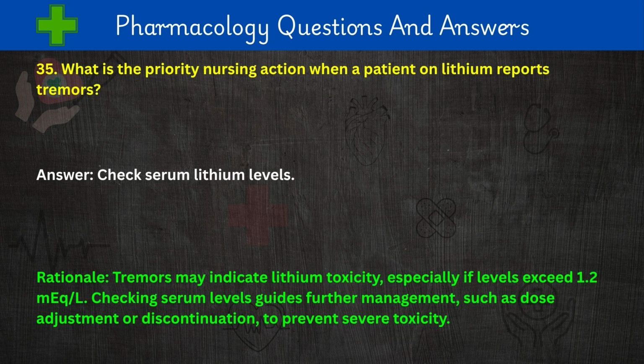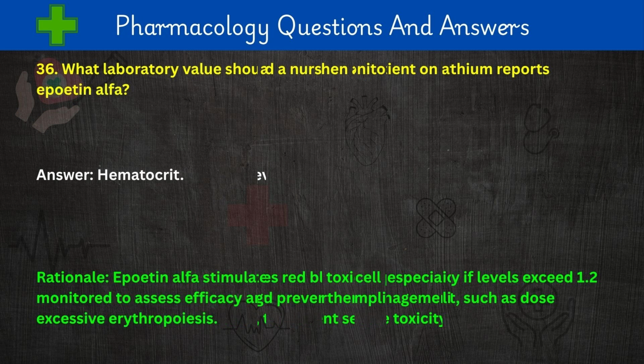35. What is a priority nursing action when a patient on lithium reports tremors? Answer: check serum lithium levels. Rationale: tremors may indicate lithium toxicity, especially if levels exceed 1.2 milliequivalents per liter. Checking serum levels guides further management, such as dose adjustment or discontinuation, to prevent severe toxicity.